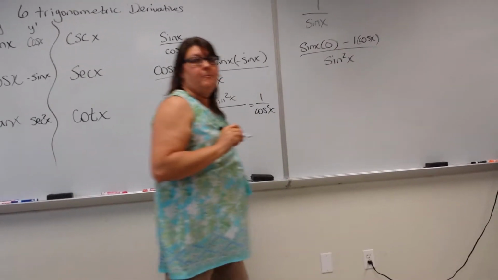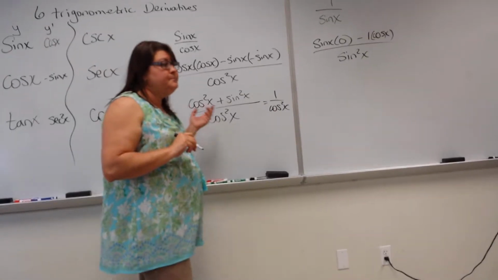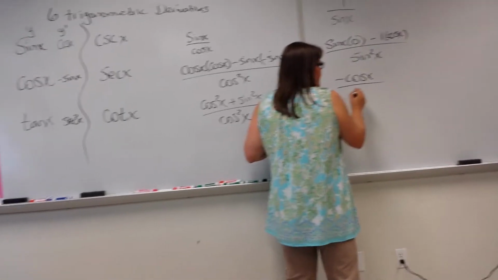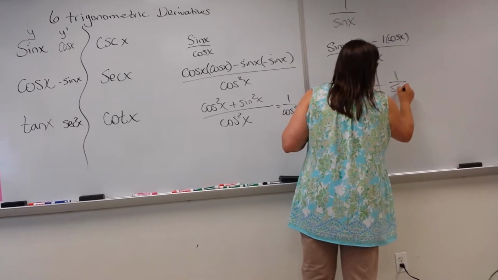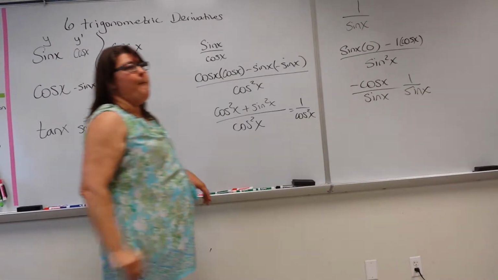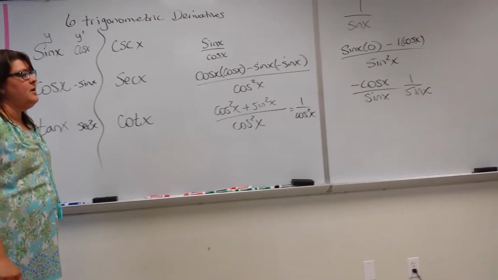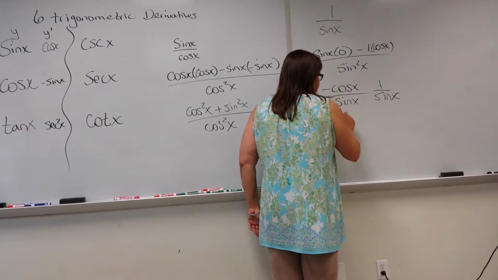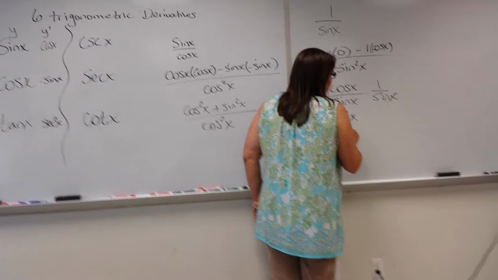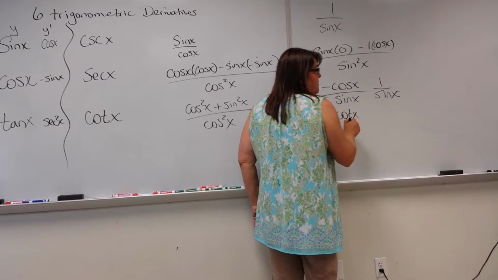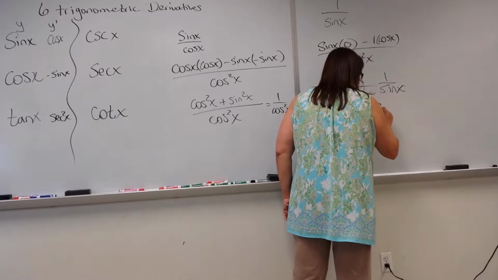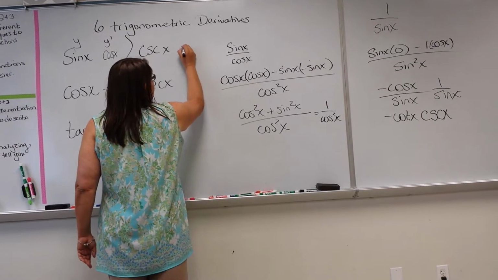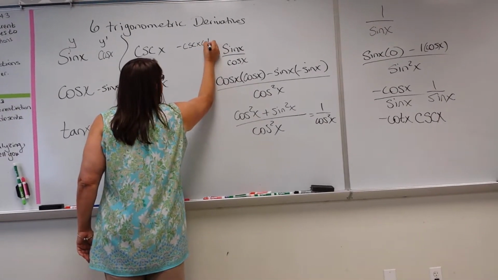So far okay? Yes. 0 times anything is 0. So I've got negative cosine over sine squared. But it's really negative cosine over sine times 1 over sine. What is negative cosine over sine equivalent to? Negative cotangent. And then times 1 over sine, which is cosecant. And the derivative of cosecant is negative cosecant cotangent.